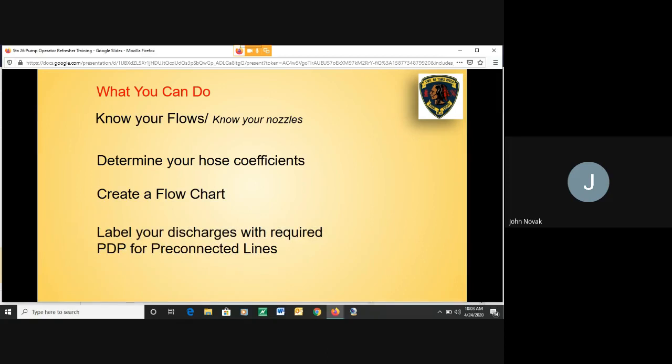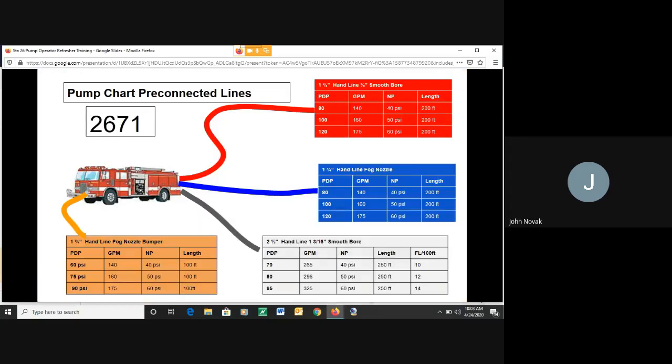All right, then label your discharge. You can label your discharges with required pump discharge pressures for the pump operators. Since most of our fires are pre-connected hand lines, we don't add extra hose. Just something for the officers to think about if they want to do some type of labeling thing to make it a little easier. So here's the pump chart that we designed for the engines.